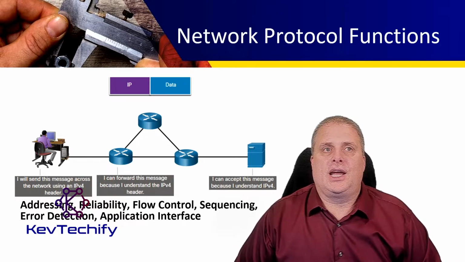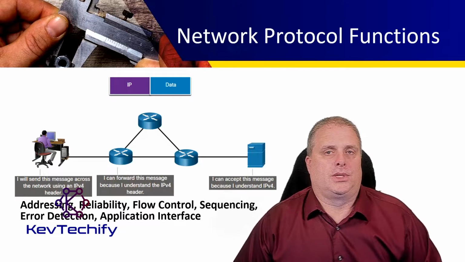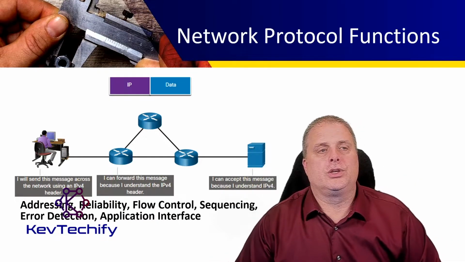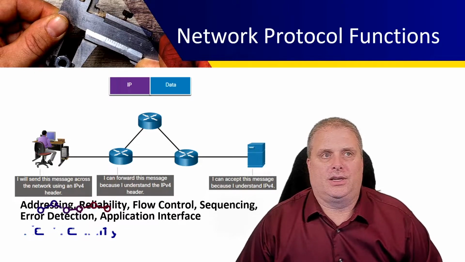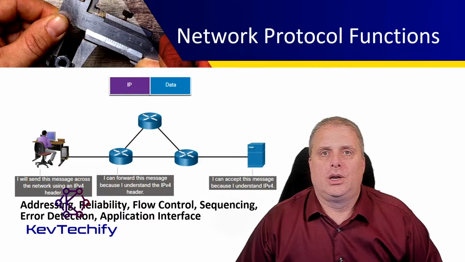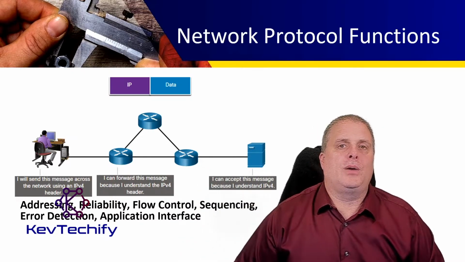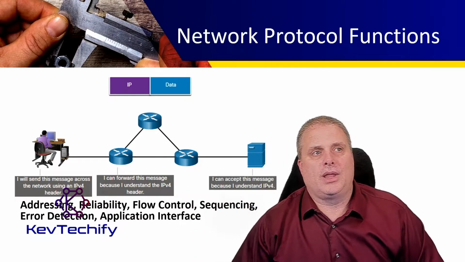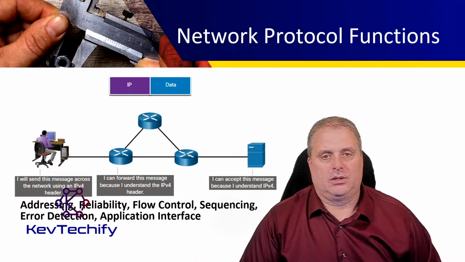We also have error detection. What if data becomes corrupt during transmission? How do we handle that? Protocols look into that. Then there's the application interface, process-to-process communications. My web browser is going to get a web response from the web server. It needs to be able to display that properly, so that's the application interface.